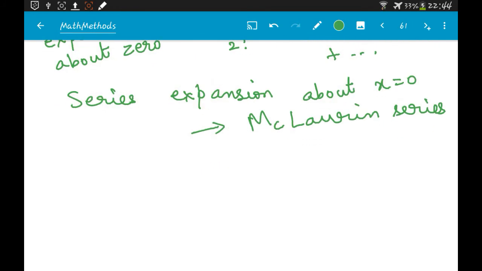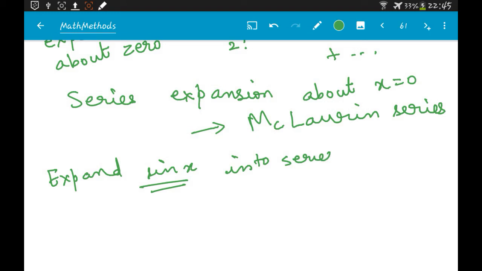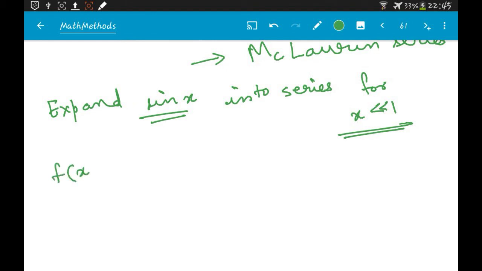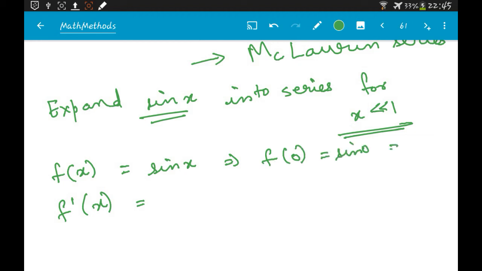So let's look at an example. So let us expand sine x. Okay, so what is sine x? This expansion can be done into series. So expand sine x into series for x less than 1. Only when x is much less than 1 can you do this expansion. So how will you do it? So f of x is sine x. So f of 0 is sine 0, which is 0.